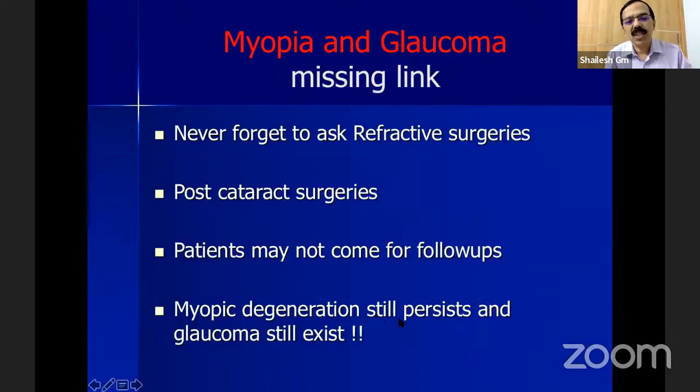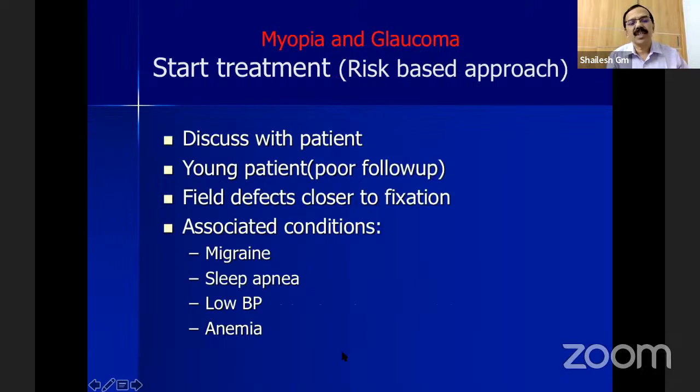So there are a few things, last few slides. The missing links in glaucoma: many times we never forget to ask about refractive surgeries. Post-cataract surgery also, patients will have normal vision in these two situations, but they have not come for follow-up because their vision almost got restored to 6/6 or 6/9 and they won't come for follow-up. Remember that myopic degeneration still persists and glaucoma still exists. Never forget to ask the history of any treatment.